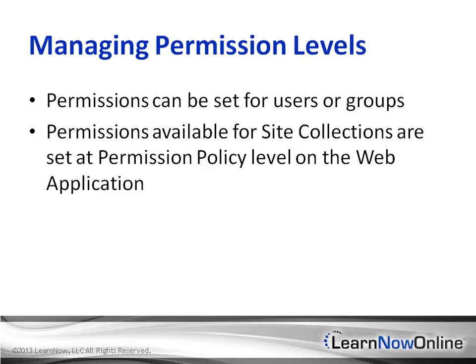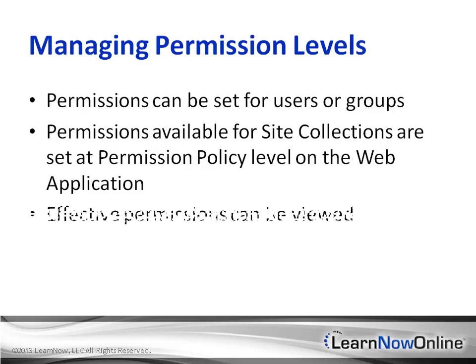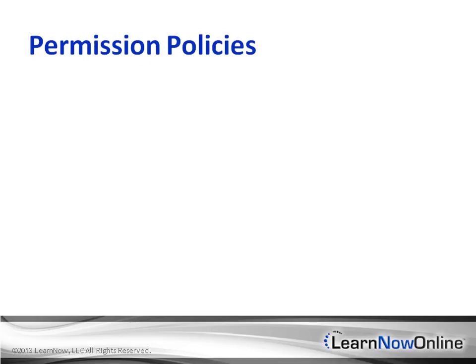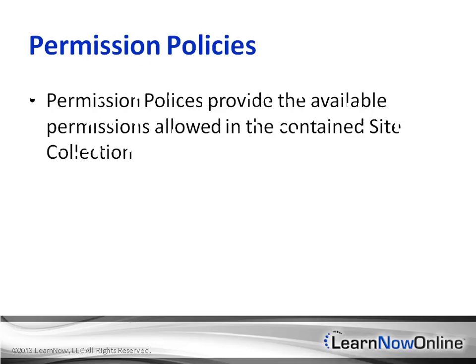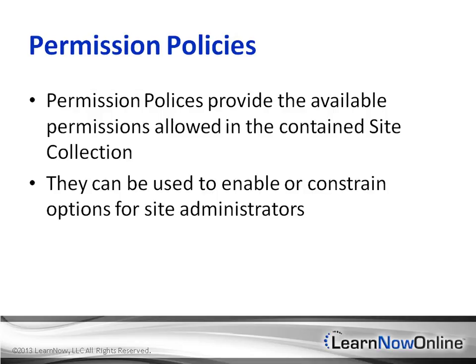So as we go through these pieces, the higher levels can always allow the use of, but don't have to require it. The effective permissions can be viewed on the items. You can actually see what's happening, how those users are going to be able to work with their information. And then we actually have the permission policies themselves. They provide the available permissions allowed in the contained site collection. They can be used to enable or constrain options for the site administrators.